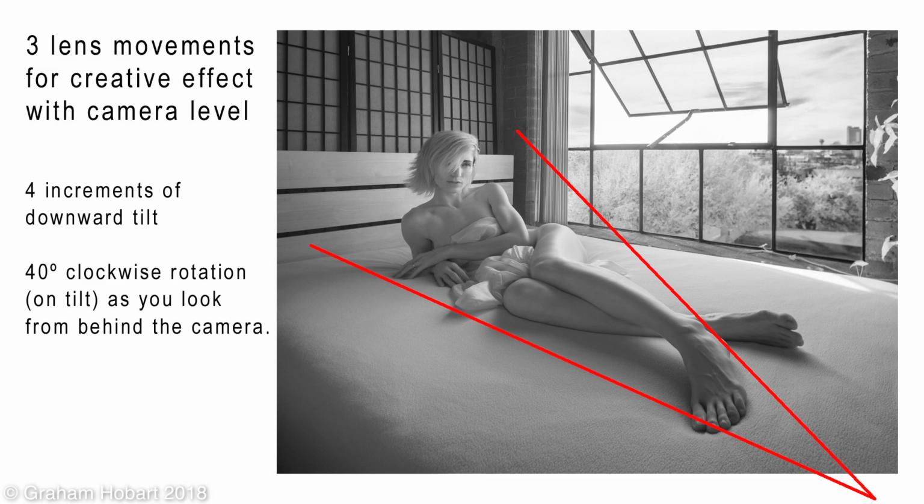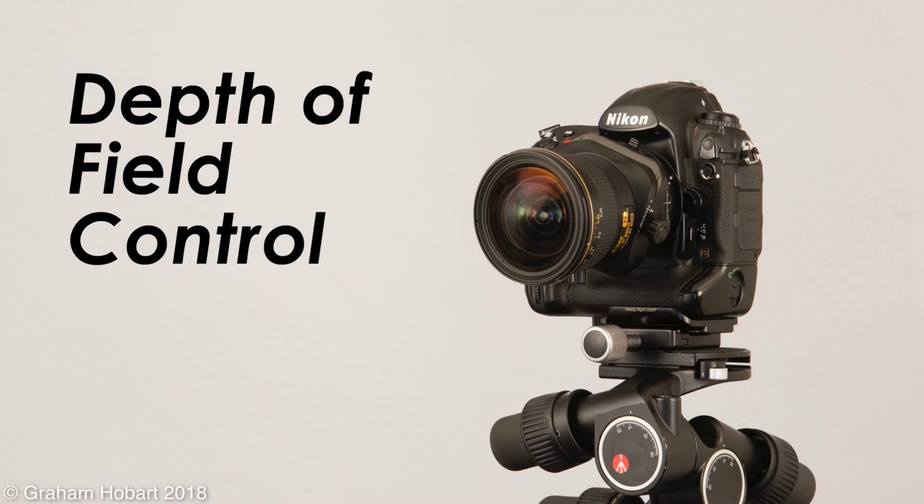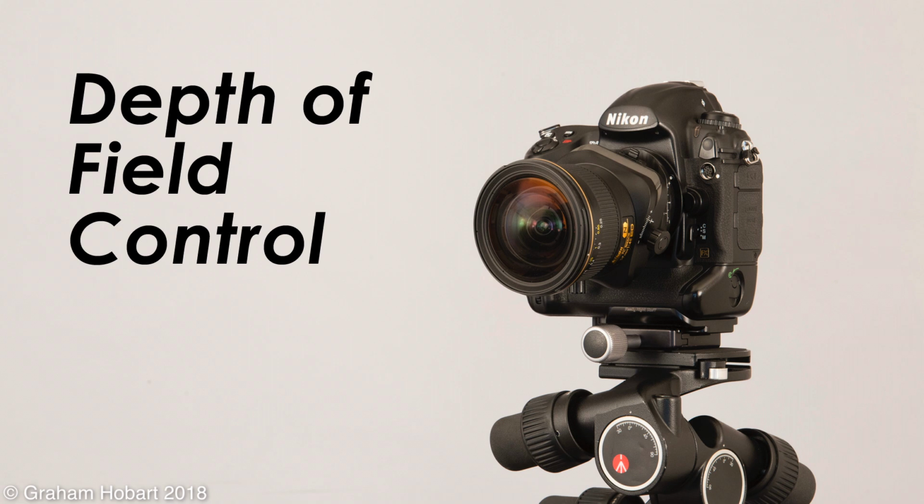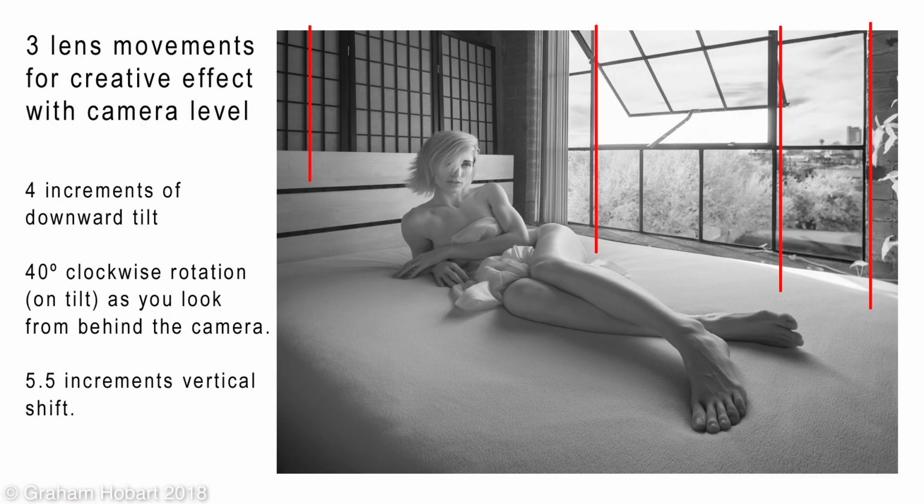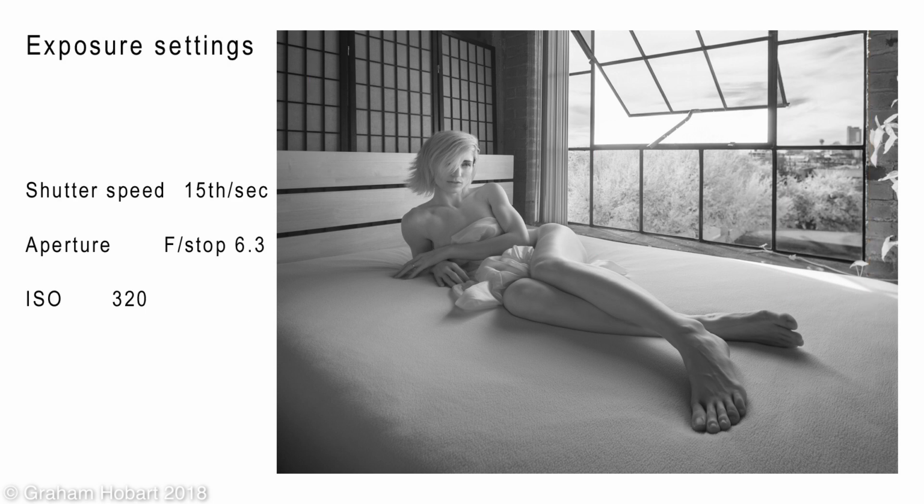And to finish the picture off, I did a 5.5 increment downward vertical shift and made sure that all my vertical lines were lined up nicely. So the remarkable thing about this picture is not that I was able to get this incredible depth of field, but the circumstances under which I was able to achieve this.